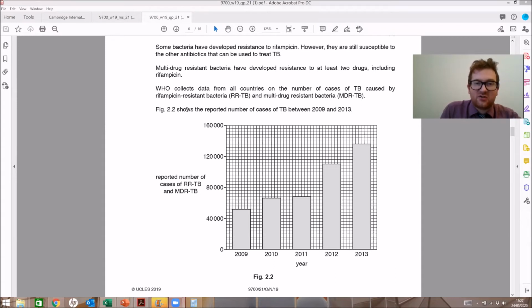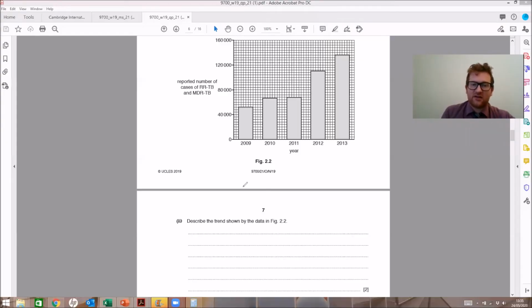Figure 2.1 shows the reported number of cases of TB between 2009 to 2013. Okay, so let's have a look at the question. Describe the trend in the data shown in figure 2.2. So these questions are always really easy. You just have to tell me what you see. You don't have to explain anything, just tell me what you see.